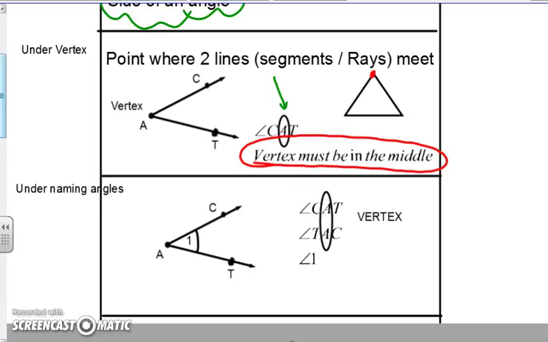Okay, so under the naming angles tab, here's what I want you to write. There are three ways that I can name this angle. And again, notice when I'm talking about the vertex, it's the one in the middle. So I can name this angle CAT. I can name this angle TAC. Or because they have that little bitty one in there, I can also name this as angle 1. That little bitty number in there does not mean that it's 1 degree.